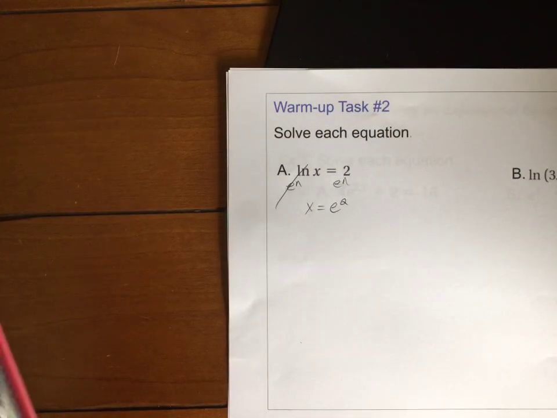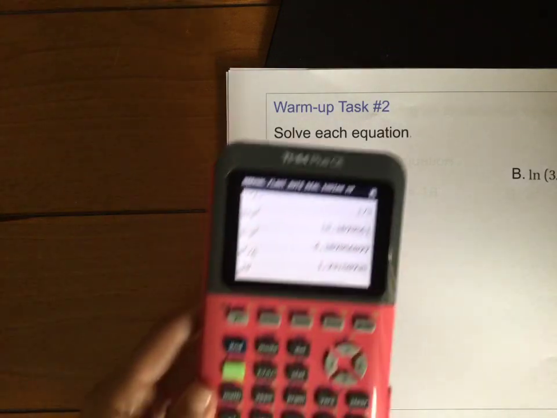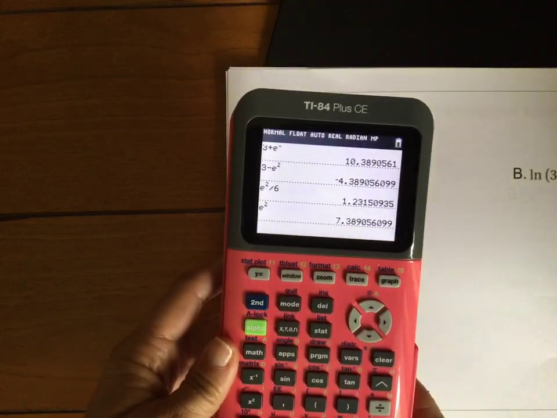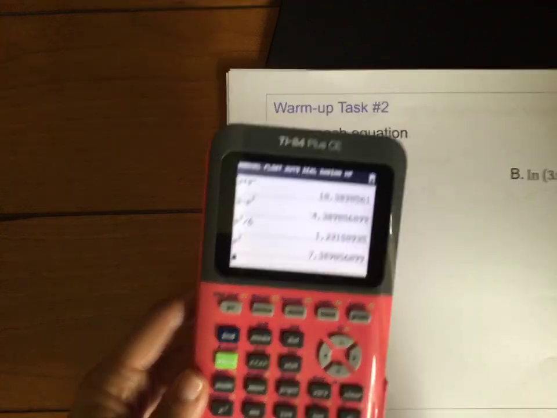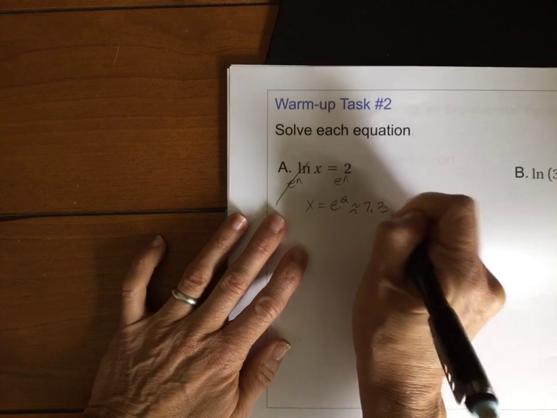Just because in your book they always want the decimal answer, it seems like, I put e squared in my calculator and I get about 7.39. So approximately 7.39.